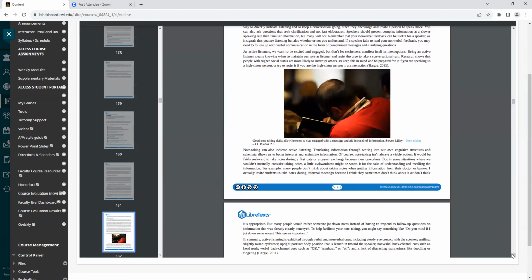As active listeners, we want to be excited and engaged, but don't let excitement manifest itself in interruptions. Being an active listener means knowing when to maintain our role as listener and resist the urge to take a conversational turn. Research shows that people with higher social status are more likely to interrupt others. So keep this in mind and be prepared for it if you are speaking to a high status person, or try to resist it if you are the high status person in the interaction.